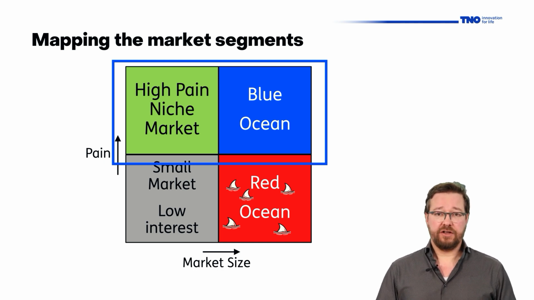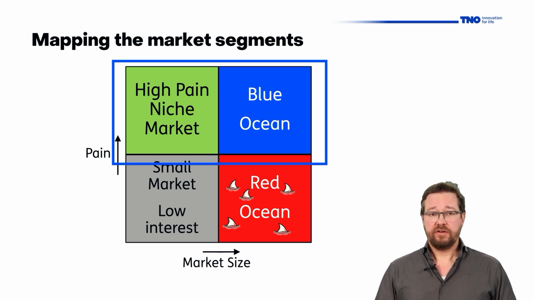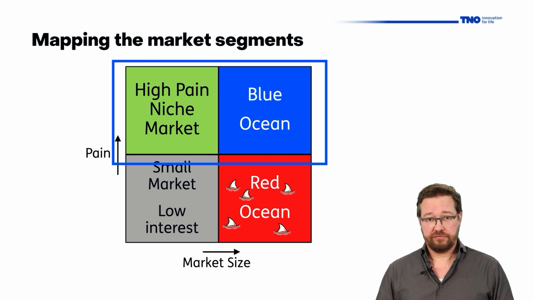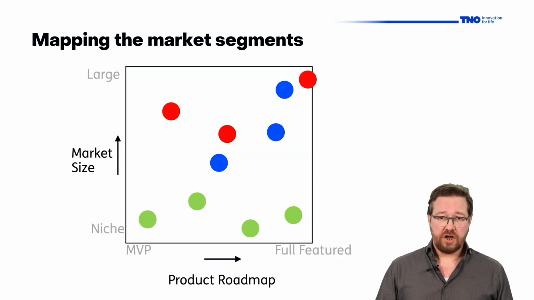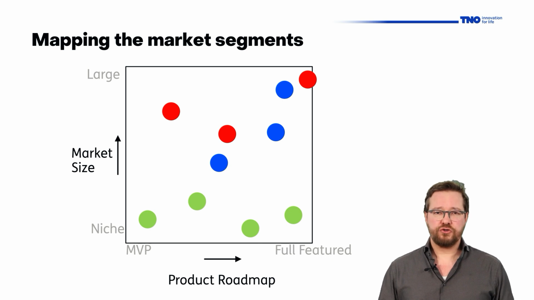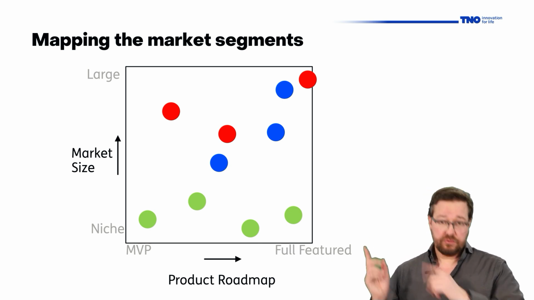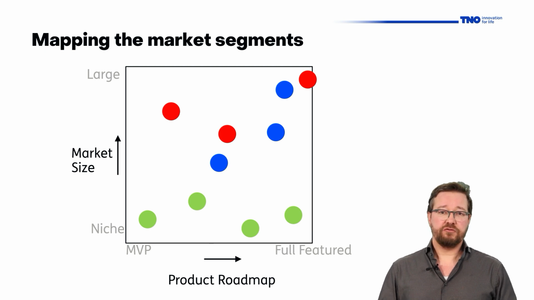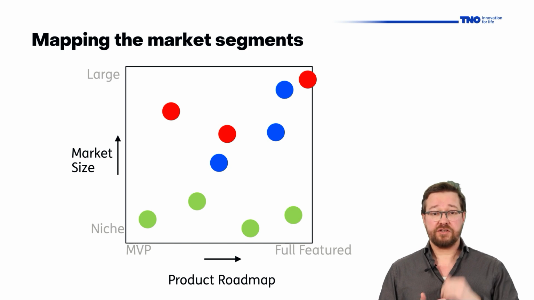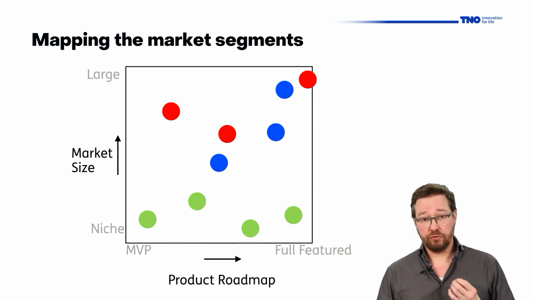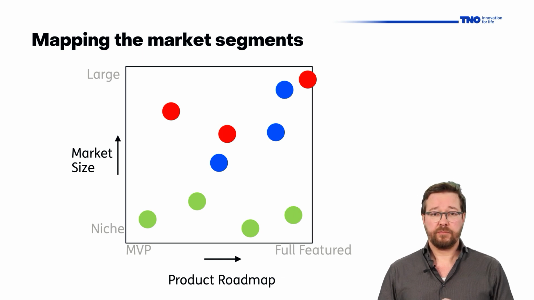When you've identified the market type for each segment, then you can map these segment market type combinations onto another graph. Market size versus product roadmap. The end result should look similar to this graph. Here you have market size on the y-axis ranging from small to large, and your product development on the x-axis ranging from your minimal viable product up to your full-featured product.